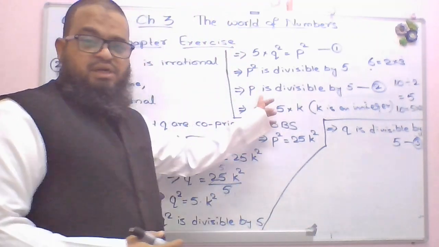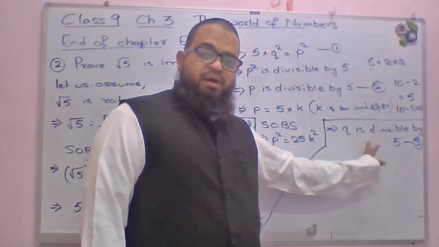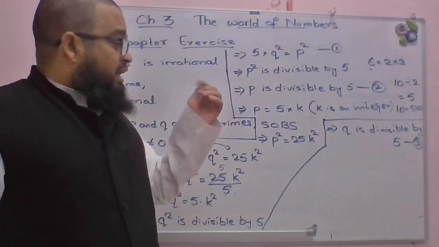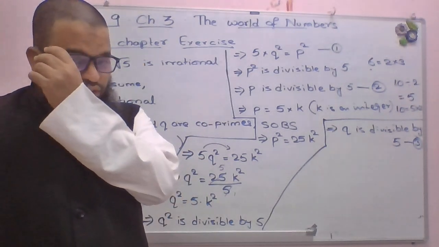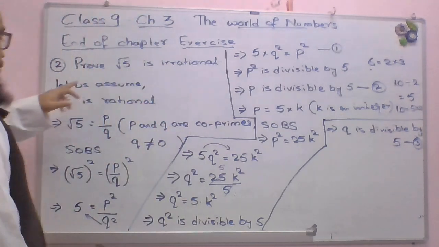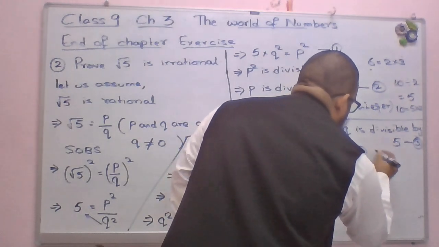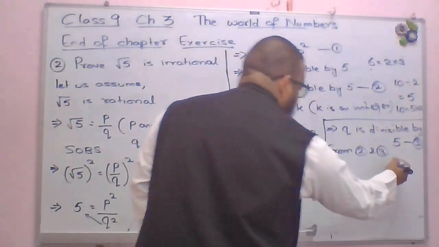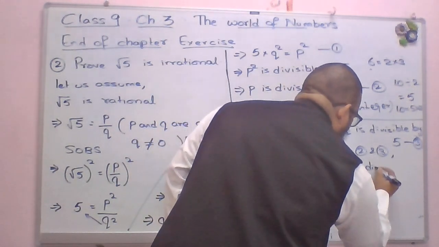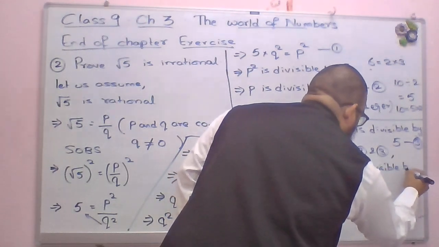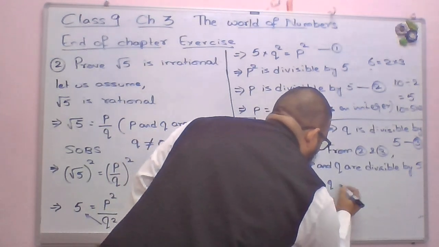So now what is second statement? p is divisible by 5. And what is third statement? q is divisible by 5. So if both are divisible by a same number, can we call them as co-primes? No, we cannot call them as co-primes. But what did we assume? That means, from second and third statement, p and q are divisible by 5. So that implies p and q are not co-primes.